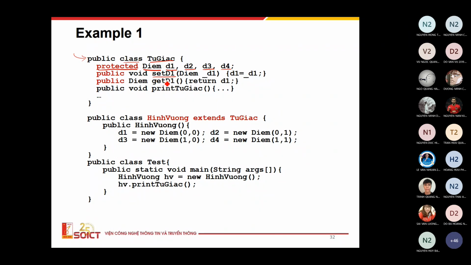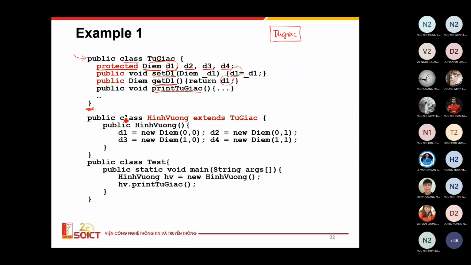Okay, you have the set D1 method and the get D1 method, and we can use them to set and modify the D1 attribute. We also have a method print tứ giác. So this is all for the class tứ giác.